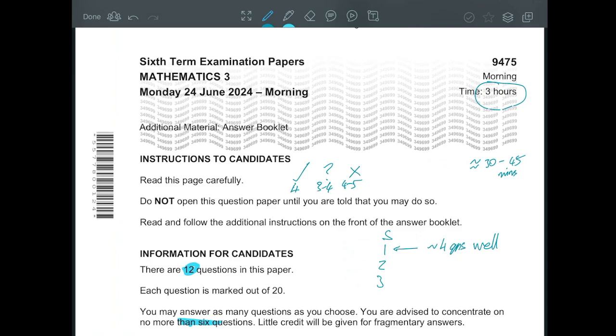So we're going to read through each of these. We're going to see if the question itself has any tricks which I can spot straight away.